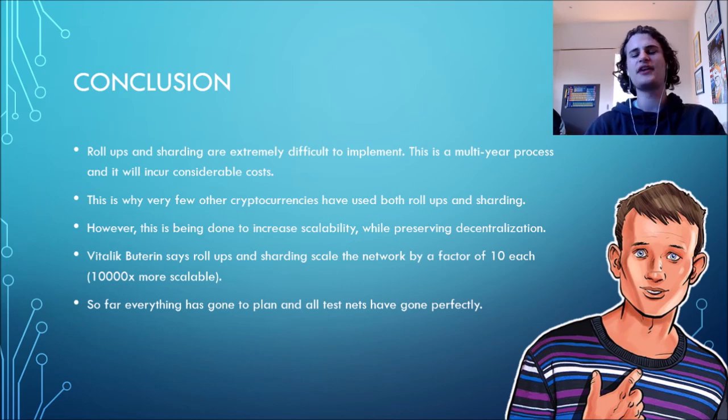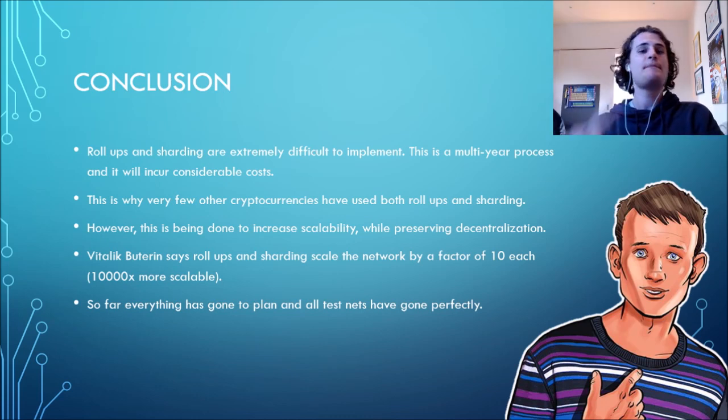However, a lot of you are wondering, hold up, Ethereum 2.0 started in 2020, however it's ending in 2023. That's a huge amount of time. What's going on? Well, rollups and sharding are not easy to implement into a network. This is a multi-year process and it will incur considerable costs to the Ethereum network. This is actually pretty hard to do.